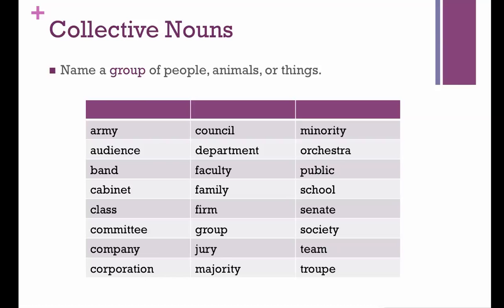Collective nouns name a group of people, animals, or things. In this chart are just some of the many examples of collective nouns: army, audience, band, cabinet, class, committee, company, corporation, council, department, faculty, family, firm, group, jury, majority, minority, orchestra, public, school, senate, society, team, and troop.